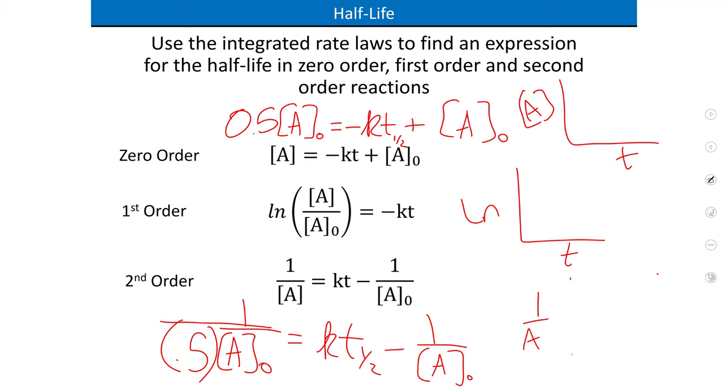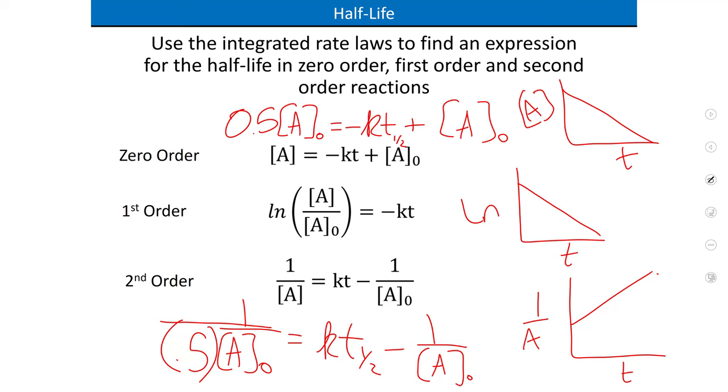1/A versus time will give you a straight line. That one will look like that. That'll look like that. This one, because it's a 1/A, winds up looking like that. So there's the way the integration works, there's a negative sign in there that gets introduced.